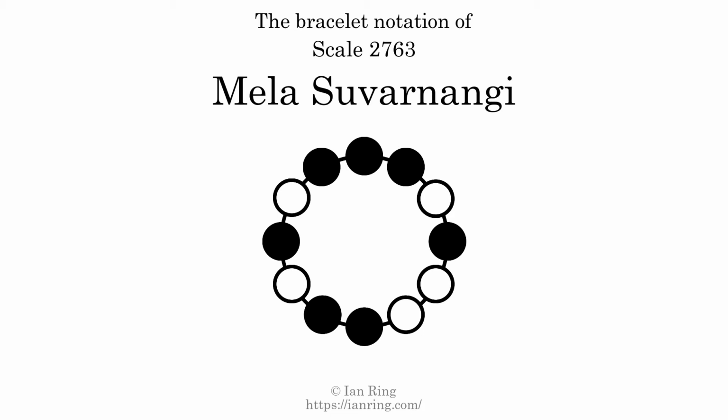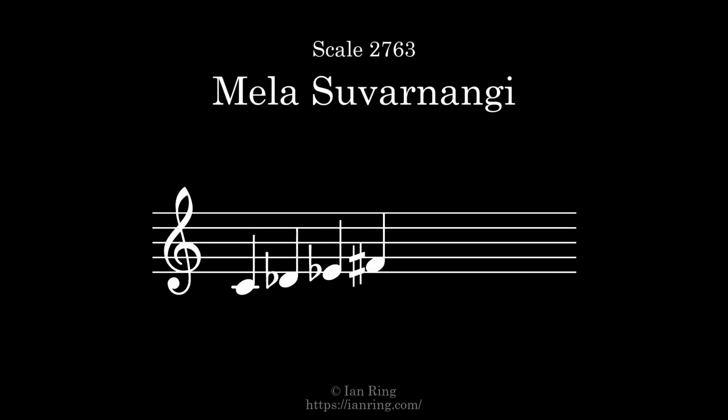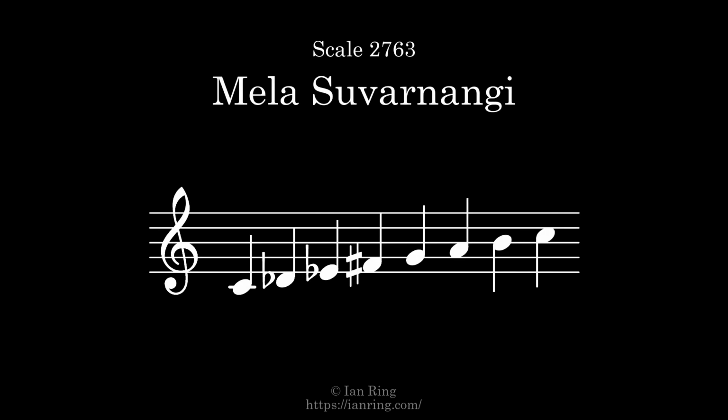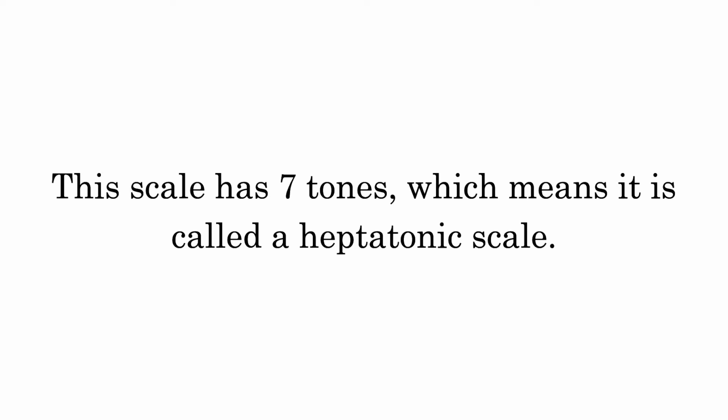Today we will talk about Scale 2763, Mela Suvarnangi, which sounds like this. This scale has 7 tones, which means it is called a heptatonic scale.